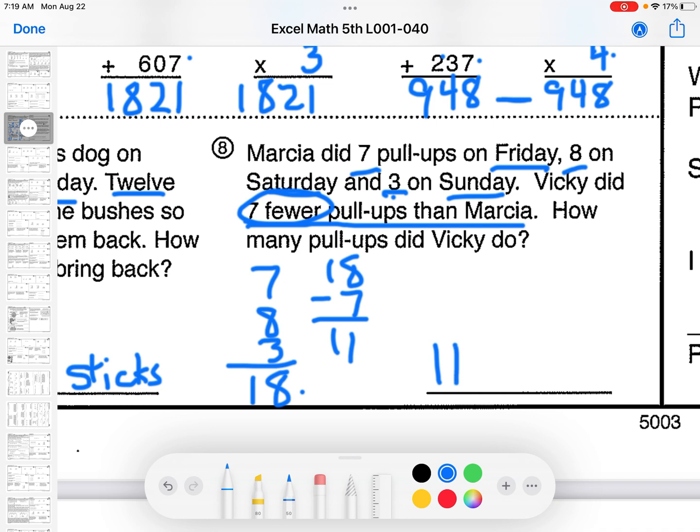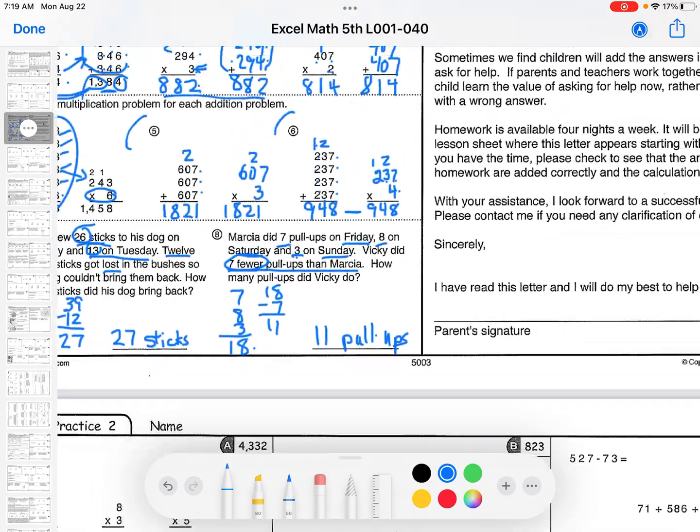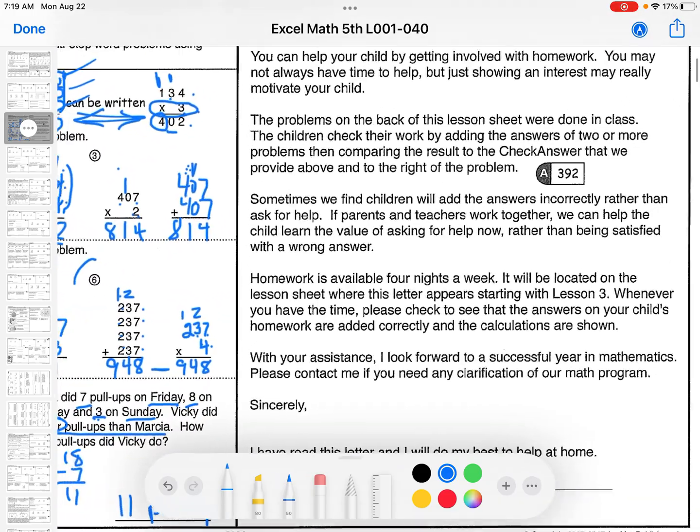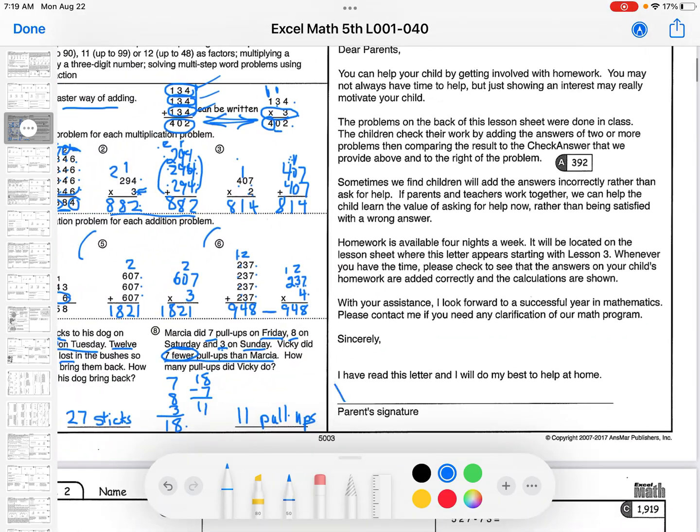So she did 11 what? Pull-ups. I'm a big kid now. Okay, there we go. But that's not what the pull-ups are. Here is a letter that is to be signed by your parents. Right down here so that I know that your parents know what's going on with all this crazy Excel math stuff.